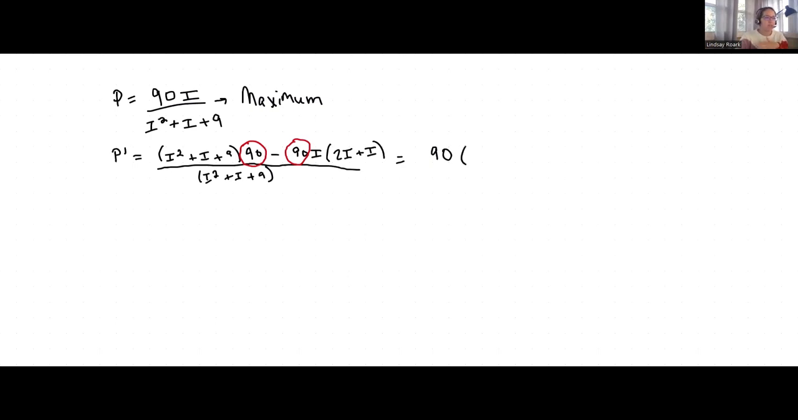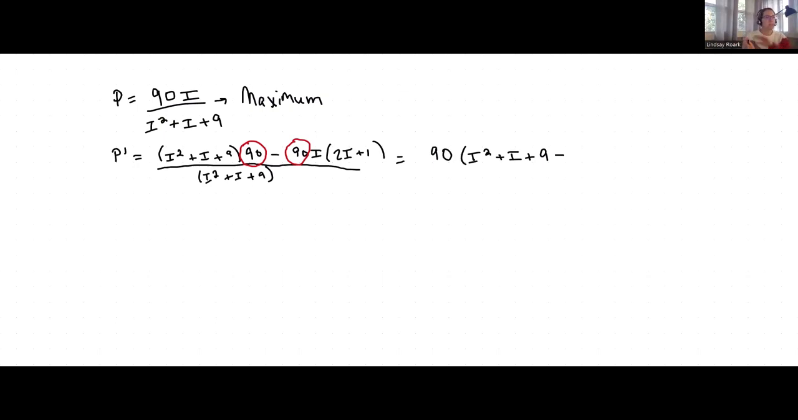I don't think there's anything else I could take out, because on my left-hand side, I have I squared plus I plus 9. And then on the right-hand side, I have I times 2I plus, that's supposed to say plus 1, by the way. I'm sorry. I started talking about how I don't like writing I's and then I accidentally wrote an extra one in there. Okay, so we actually have I times 2I plus 1.